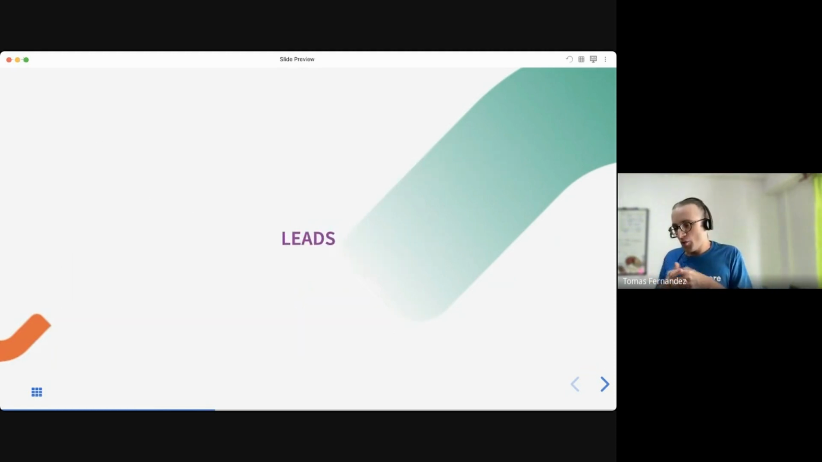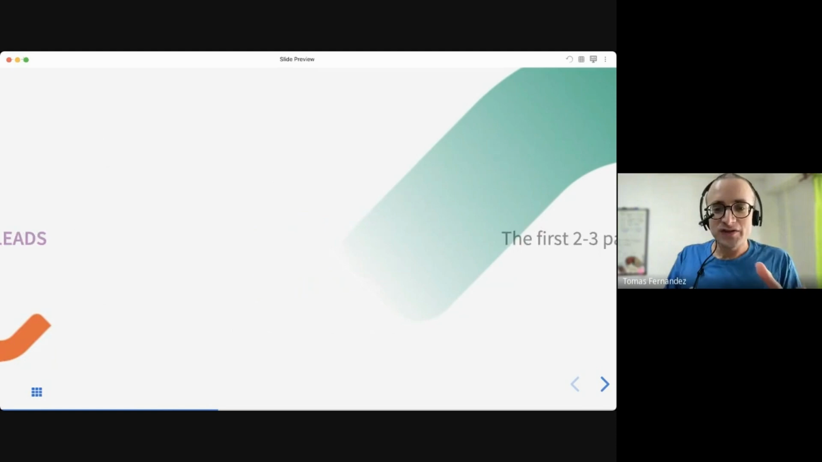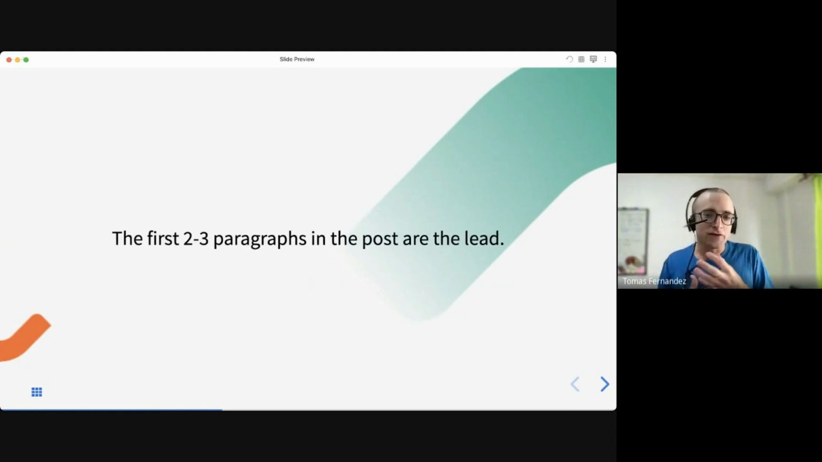So let's say we got the click and the person entered our article. How do we keep them in the article? Remember the F shape picture we saw earlier. We have the first few paragraphs to grab the attention. These paragraphs are the lead, or the lede. They're different terms, but basically this is your chance to tell your potential reader what this article is about, and convince them to go ahead and read it.